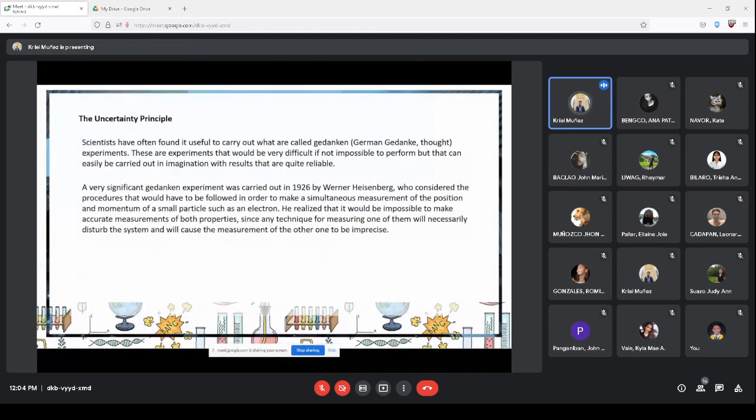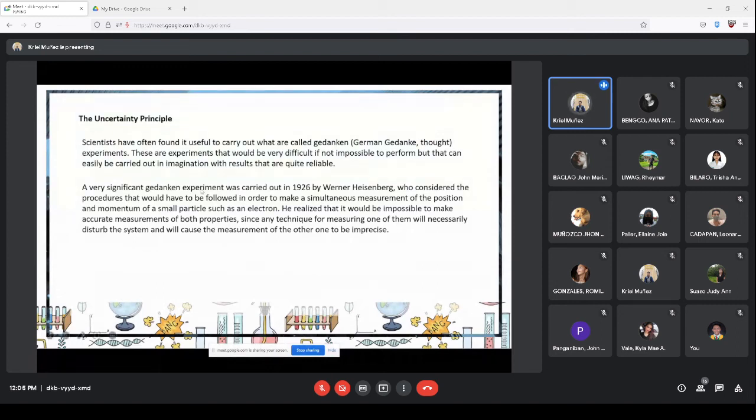Okay, and lastly, class, we have the uncertainty principle. So we have what we call class the Gedanken experiments. Pag sinabing Gedanken experiments, class, yun yung mga experiments na hindi talaga kayang gawin sa lab. Pero you can readily investigate what would happen just by using your mind. So pwedeng imagination. Imagination lang talaga yung pwede.